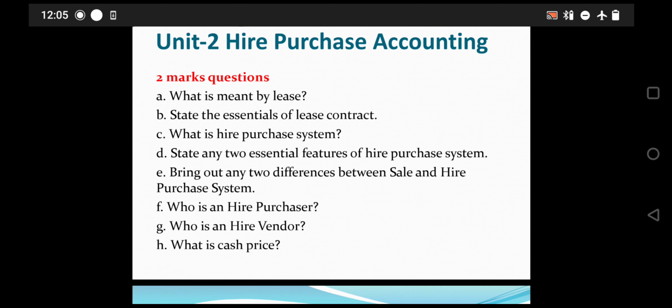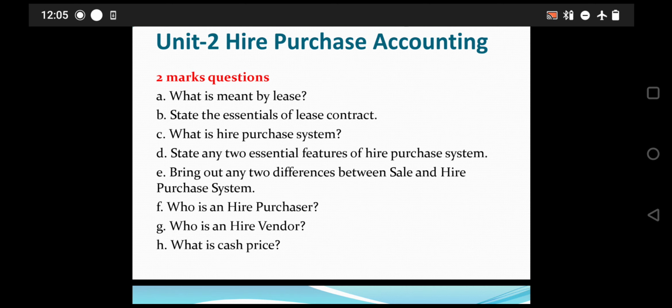This you can use as an essential feature, and you can write it for state any 2 essential features of hire purchase system, that is the previous question. And the second difference between sale and hire purchase is that in sale the ownership will be transferred, but in hire purchase the ownership will not be transferred till the time the complete installments are paid.